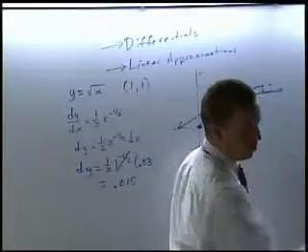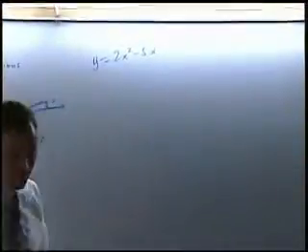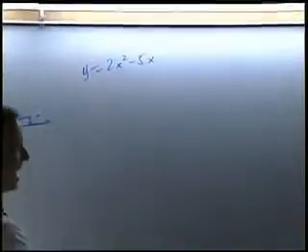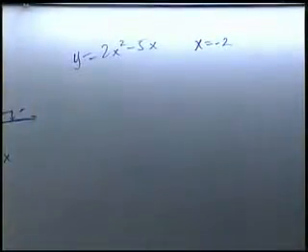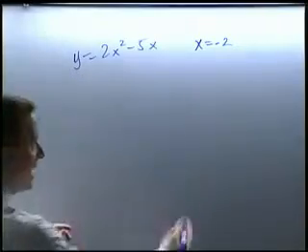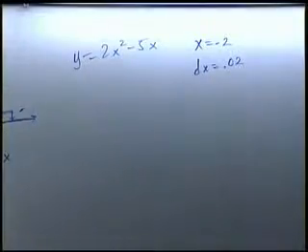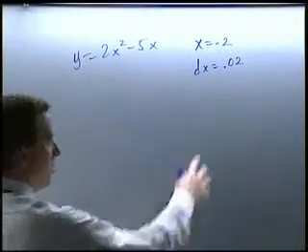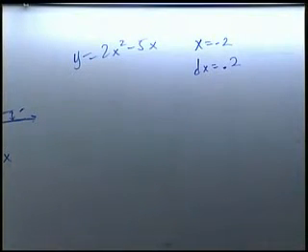What if we take this equation, y equals 2x squared minus 5x. If we let x be negative 2, so we're going to start at negative 2, and we're going to let the value of x change by 0.2. We want to find this particular value. Okay, let's use differentials to find this.